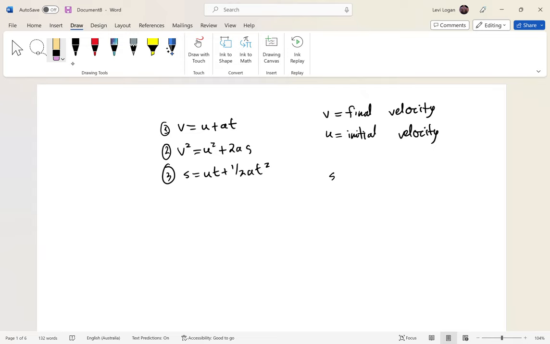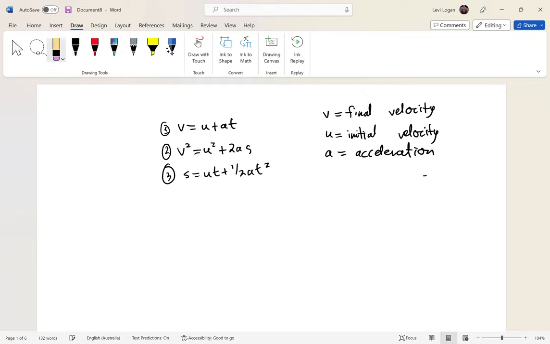The next term is a, which is acceleration. Typically that would be gravity, or a car accelerating, etc. But typically we use gravity. Unless specified, assume gravity is negative 9.8 meters per second squared, but in some questions it will ask you to use negative 10 meters per second squared.